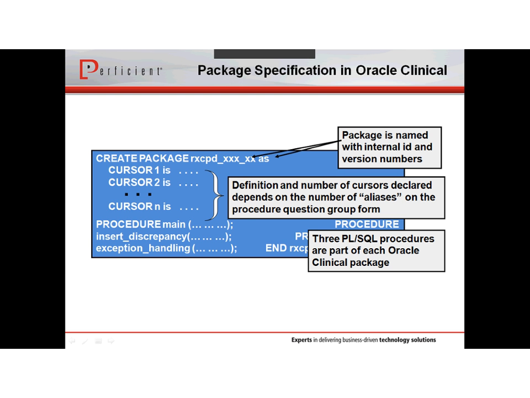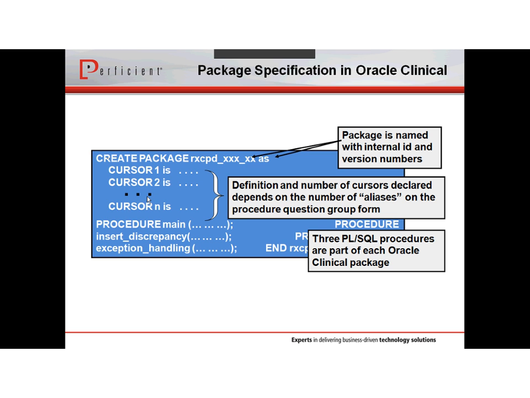Here's the package specification in Oracle Clinical. When you look at that package that gets generated, you get create package, and it's called RXCPD, and then an underscore with two numbers. Basically, the first number is the package internal procedure ID from Oracle Clinical, and this is going to be the version number. The specification section lists all the cursors that are going to be defined. We'll actually have two or more cursors, depending on how many procedure question groups you have. You end up getting two cursors for each procedure question group.